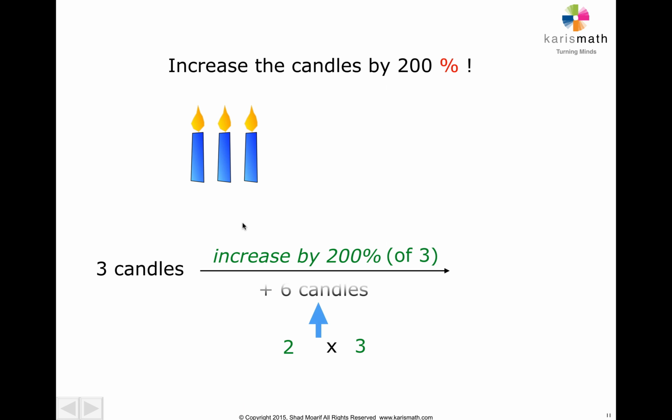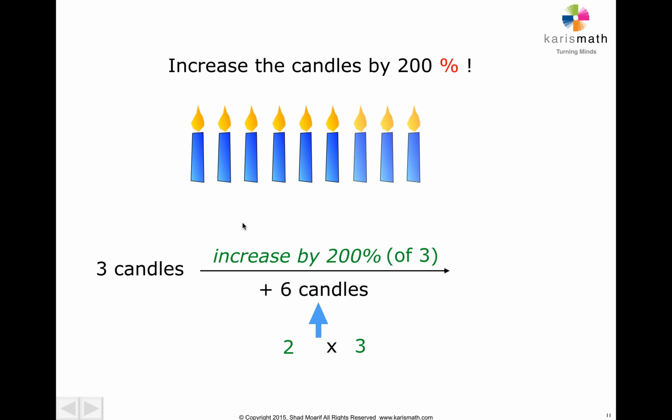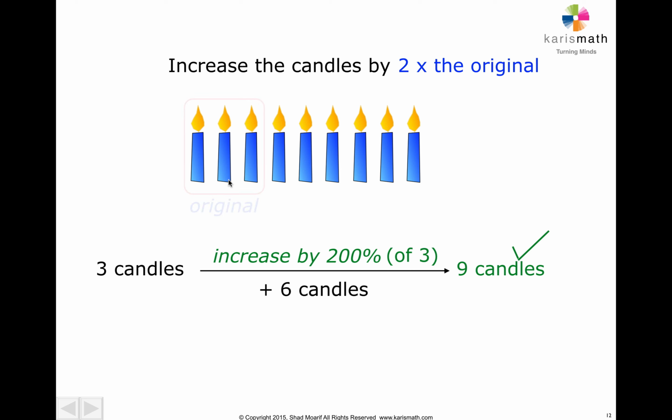Whatever you had, add 1, 2. So whatever the doubling amount gives you, that's what you add to the original. So the doubled amount is 6 more candles. And so add it to the original 3 candles, and you have 9 candles altogether. So 200% means 2 times. 100% means just 1 times. Repeat them just 1 more time and add it to the original. 200% means repeat it 2 times, then add that to the original. So 2 times the original. 1, 2. There you go.